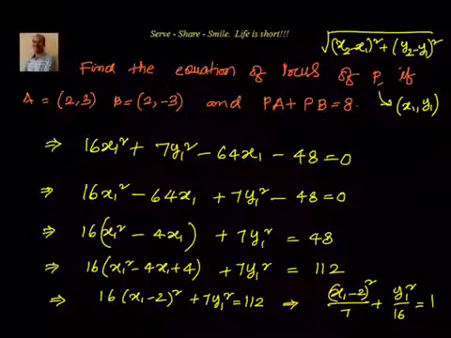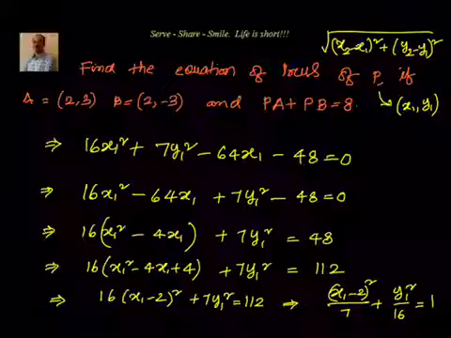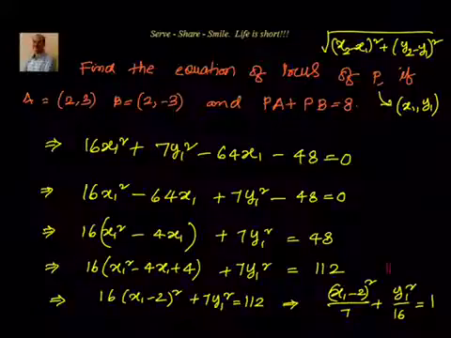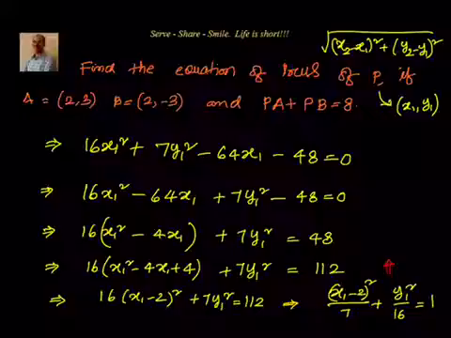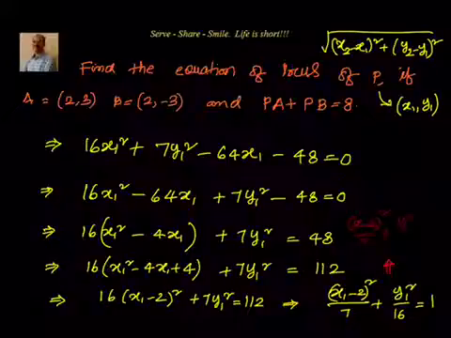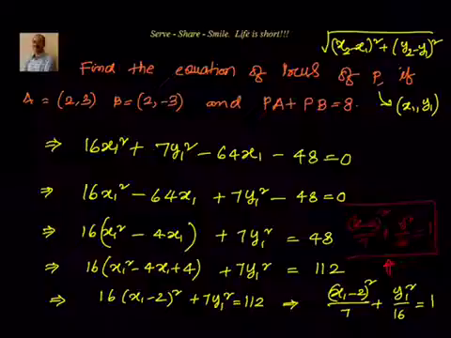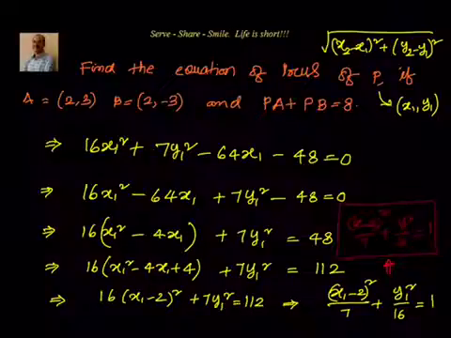So now if we remove x1 y1 and make it as generic, we'll have (x minus 2) whole square by 7 plus y square by 16 equal to 1. That is the equation of the locus of point P.